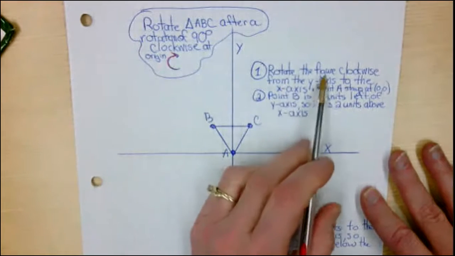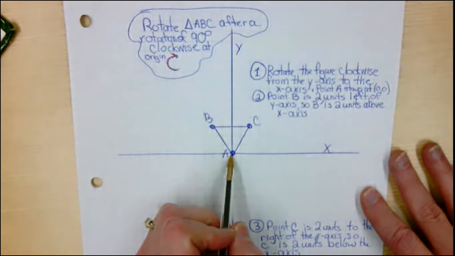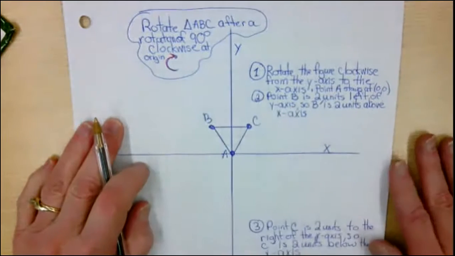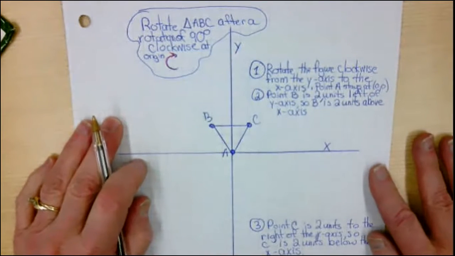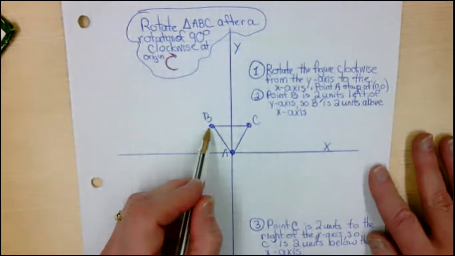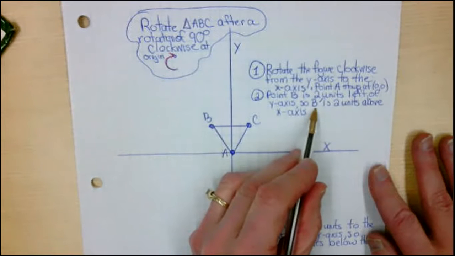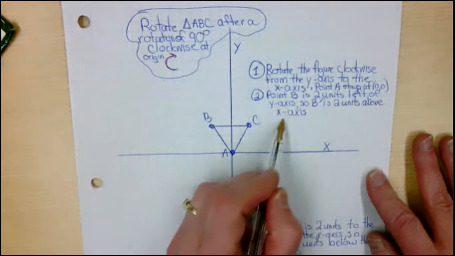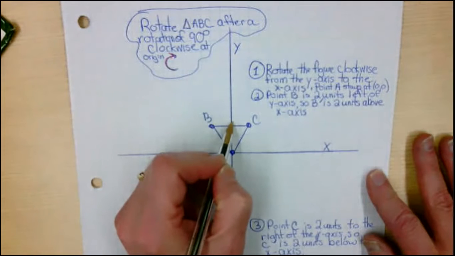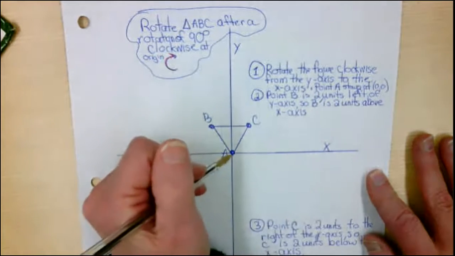So step 1, rotate the figure clockwise from the y-axis to the x-axis. Okay, we're rotating it this way, 90 degrees, 1/4 of a turn. So point B is 2 units left of the y-axis, right? So B prime is going to be 2 units above the x-axis. So it goes from 2 units to the left of the y to 2 units above the x.